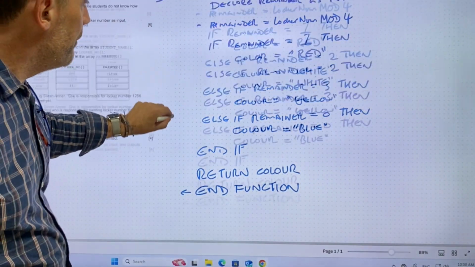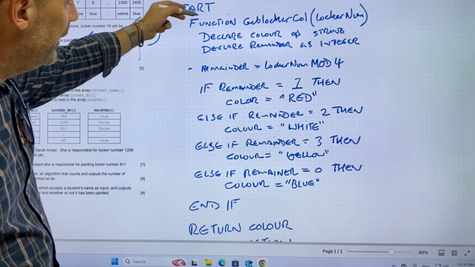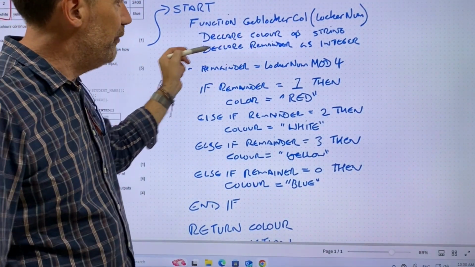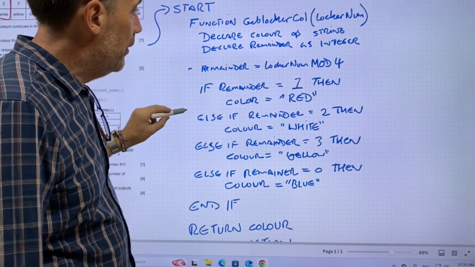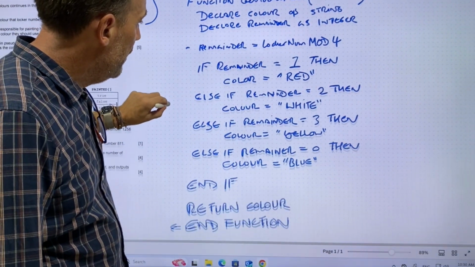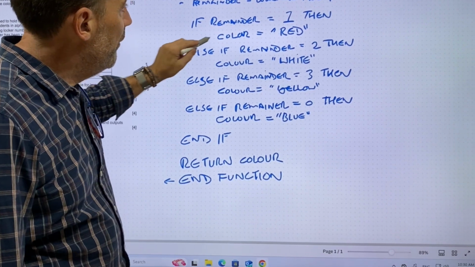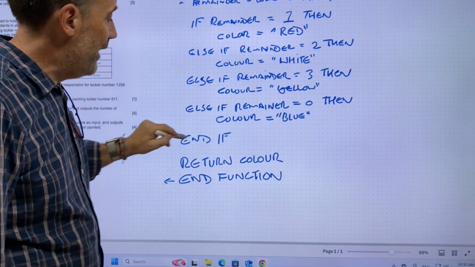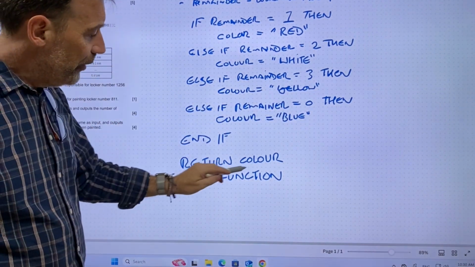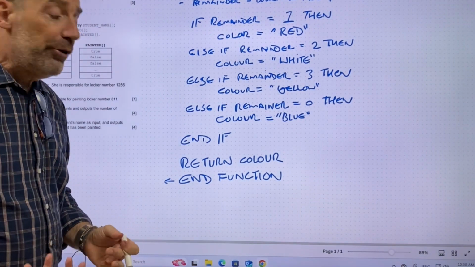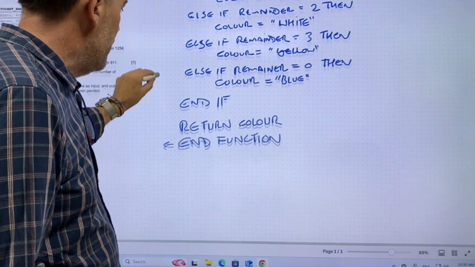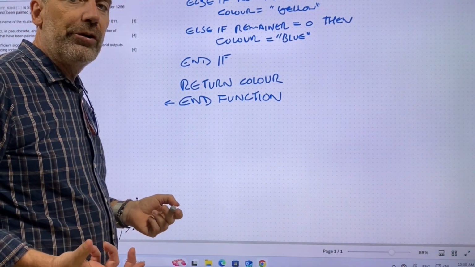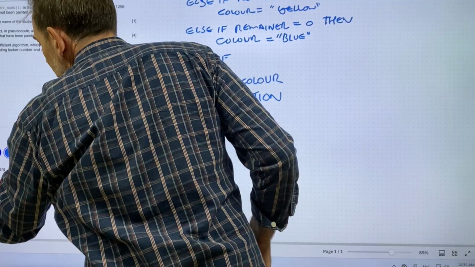So I've got my function, declared my get locker colour, locker number. I've declared my colour, I've declared my remainder. Remainder equals block number. Then if the remainder is 1, 2, 3, or 0, do that. End the if statement, return the colour, end the function. So I've created a function, but I've got to call this function. So we need to work out how we're going to call a function in this.